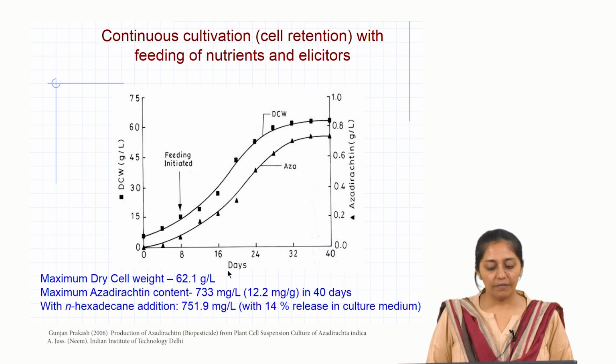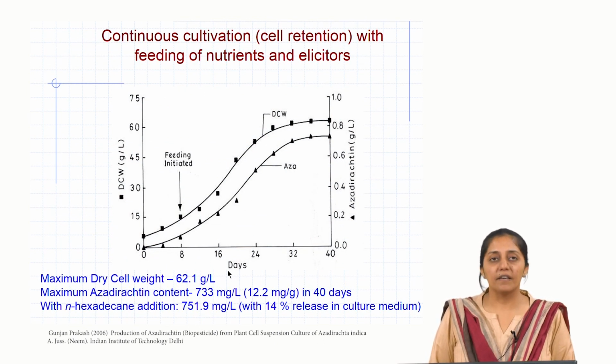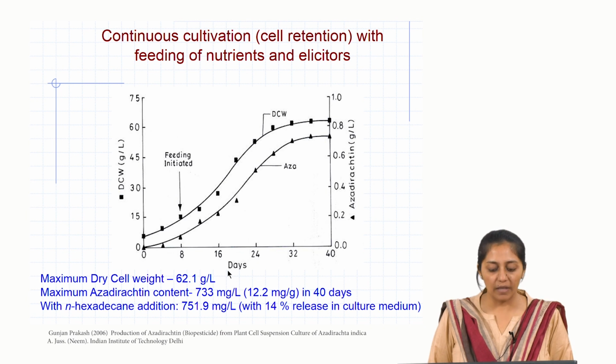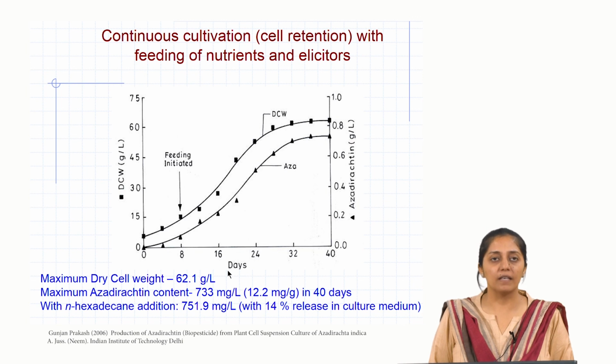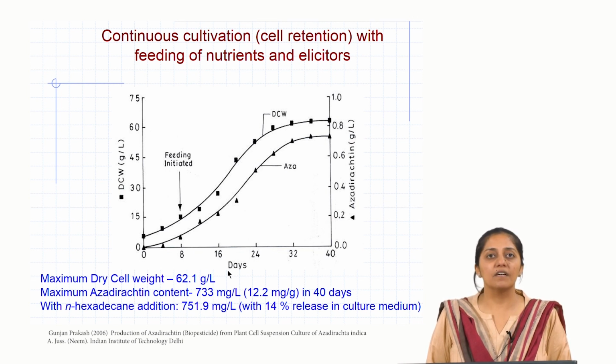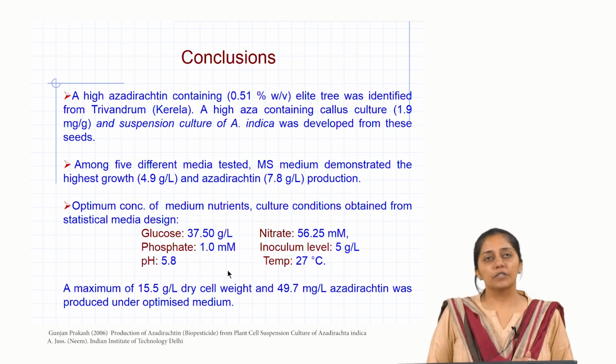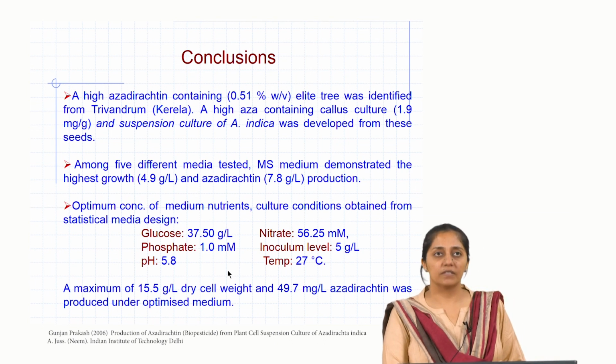So, what did they achieve? The maximum dry weight which could be achieved was now 62 grams per liter, and the maximum azadirachtin concentration or titer achieved was more than 730 milligrams per liter. After addition of hexadecane, 751 milligrams per liter of azadirachtin was obtained in the cells from the final harvest, while 14% release in the culture medium was observed. So, this is a summary of what the authors did in this case study.